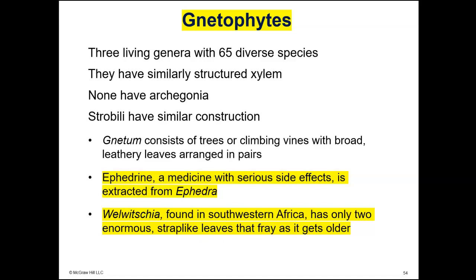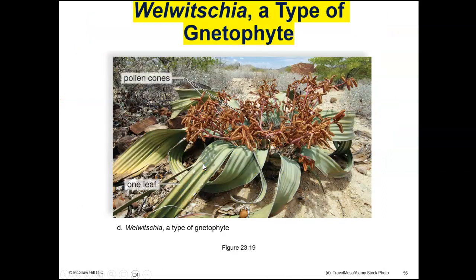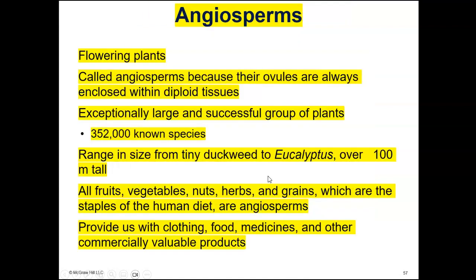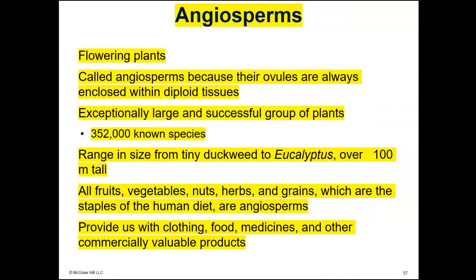And then welwitschia is found in Africa, and it only has 2 leaves. I'll show you a picture. This is ephedra. This is what ephedra looks like. And this is a picture of welwitschia. Welwitschia can live hundreds of years. And it only has 2 strap-like leaves. I know it looks like it has more, but they're all folded. There's only 2 leaves on this plant. So welwitschia and ephedra are types of gnetophytes.